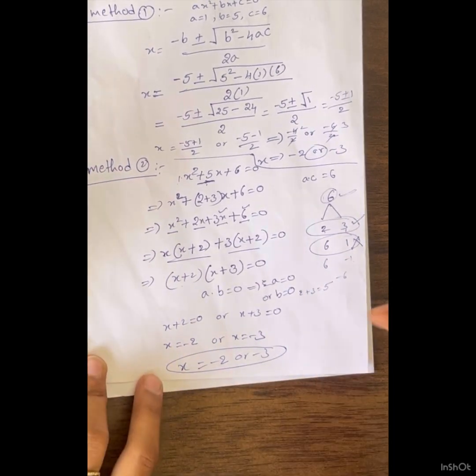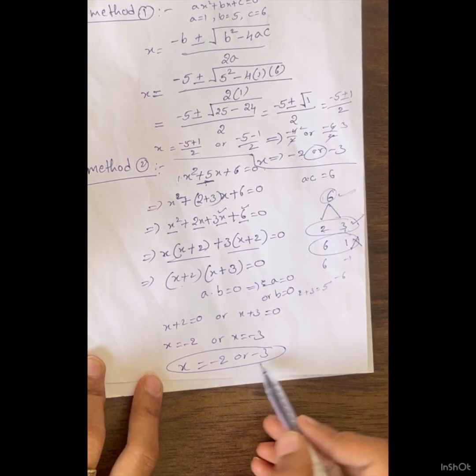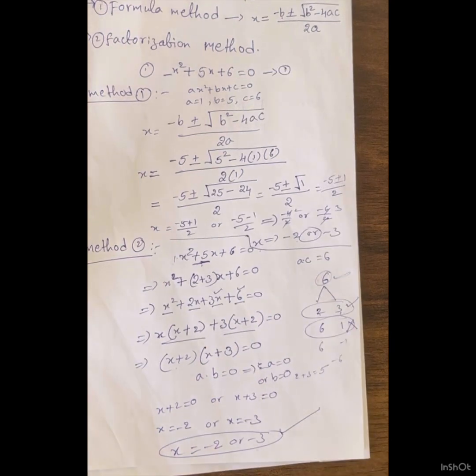So check the above also. Here also the x value is minus 2 or minus 3. Here also minus 2 or minus 3. So it represents, you can apply any method, you get the same results only.